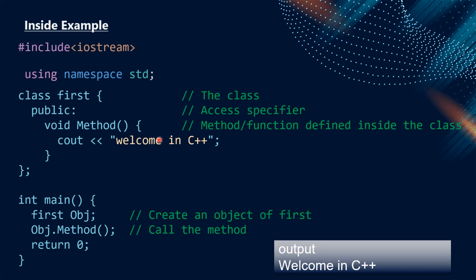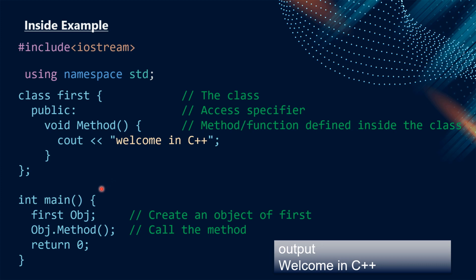Now, this is an example of inside class definition. As the example is written here, firstly it has #include <iostream>, which is a header file, and using namespace std. After that, class First. Here First is the name of the class. Public is the access modifier, and after that the void method, that is the function defined inside the class. In it we will print cout "Welcome in C++", and we close this function with curly braces, and we close this class with curly braces and a semicolon.